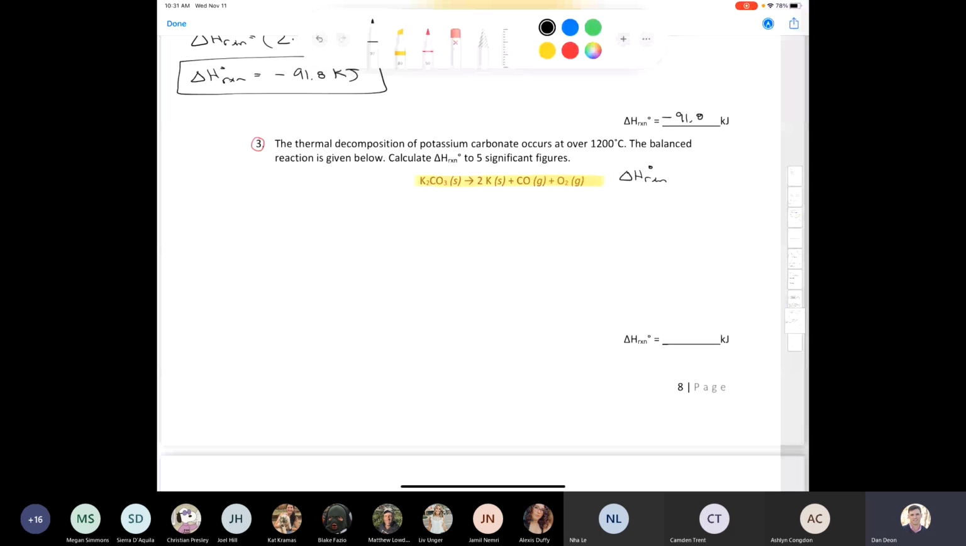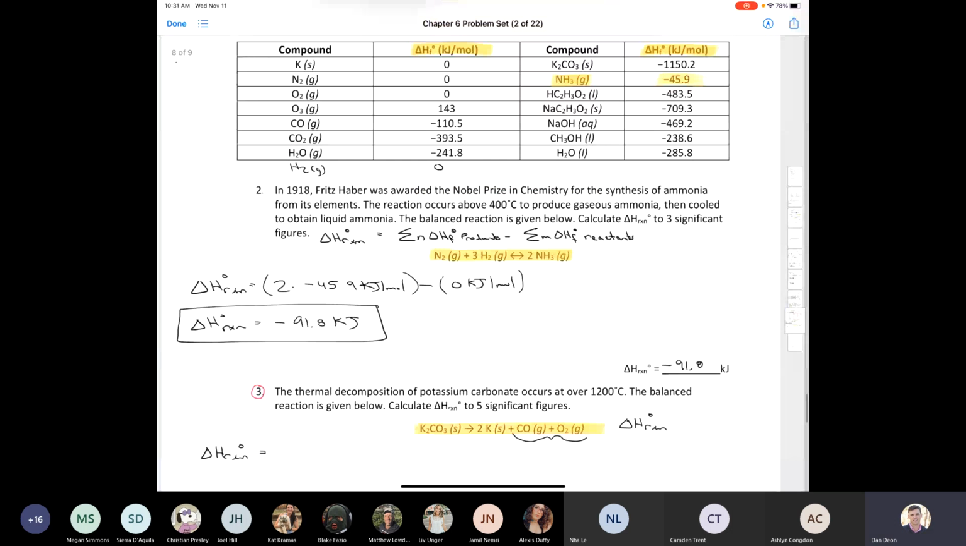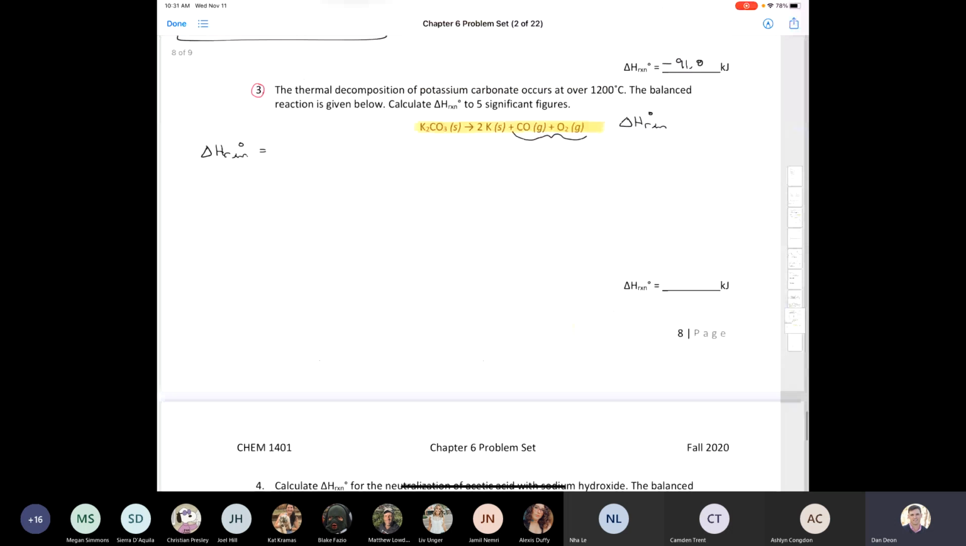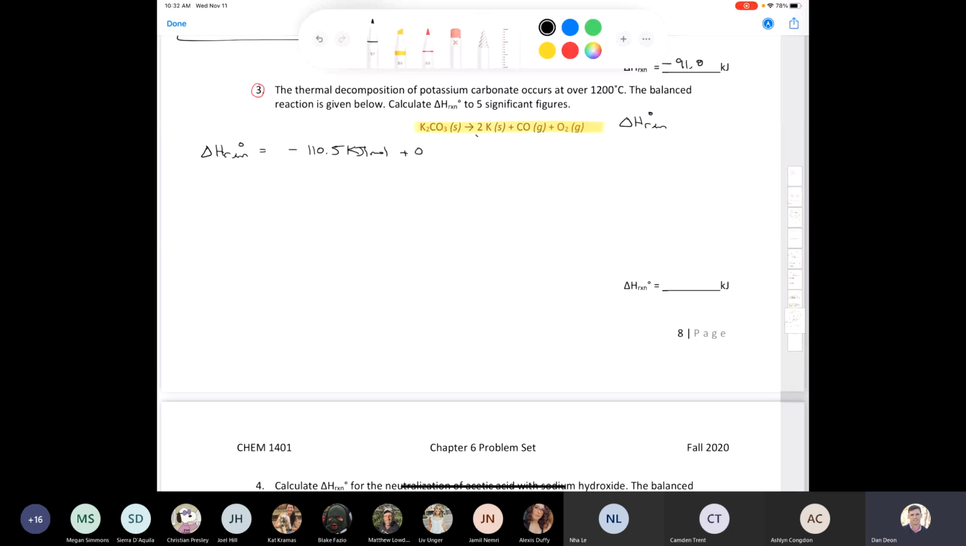Okay, well, let's try it here. We're going to use the same formula. We're going to say the delta H of our reaction is going to be equal to the sum of the heats of formation of our products. So we've got carbon monoxide and oxygen. We'll go look up carbon monoxide, which is right here, negative 110.5. Oxygen is O2, so that's obviously 0. We'll plug those in. So we've got negative 110.5 kilojoules per mole, plus 0. Oh, I forgot about the potassium. Oops. There we go. Plus potassium. Potassium is also 0 because it's in its pure state.